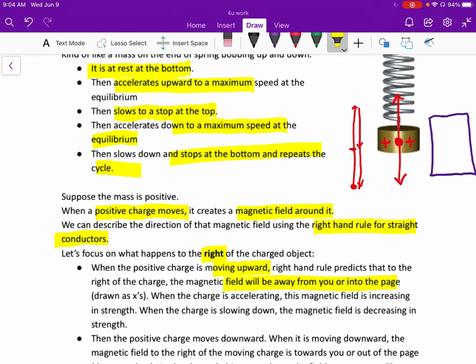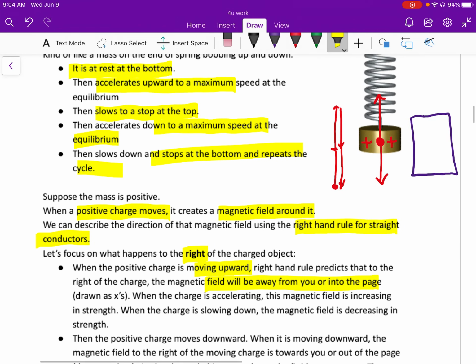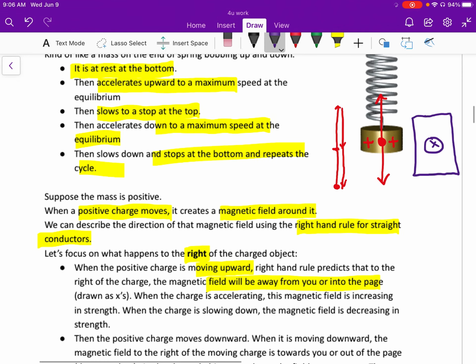So in this space over here, that little purple box, I know that the magnetic field is pointing away. We draw a pointing away magnetic field as X's. So there'd be a magnetic field over there that is away from you, or drawn as an X.